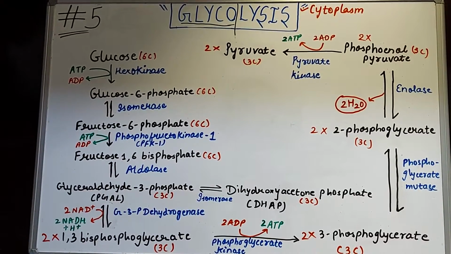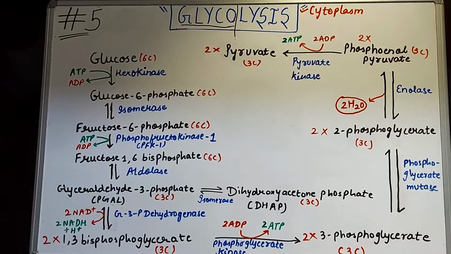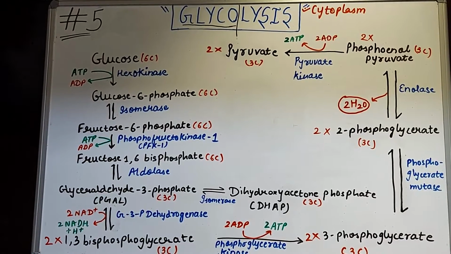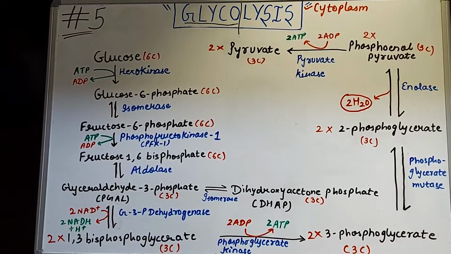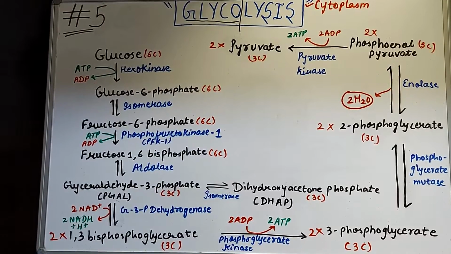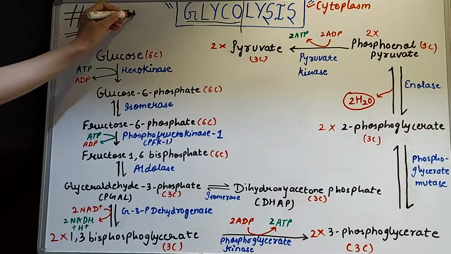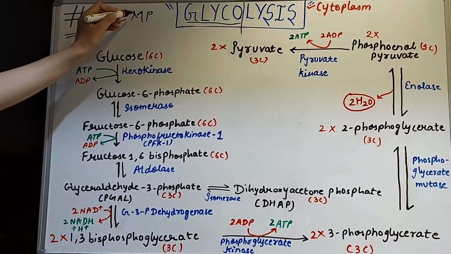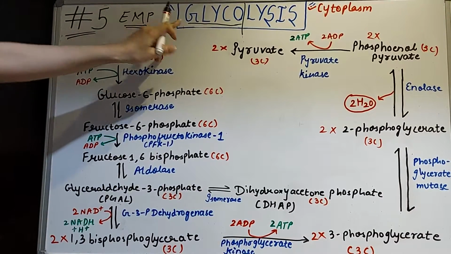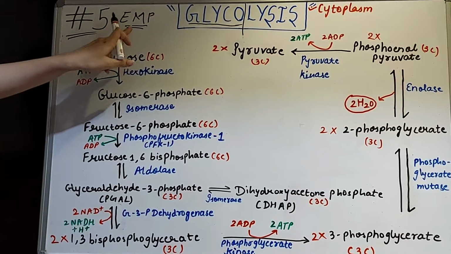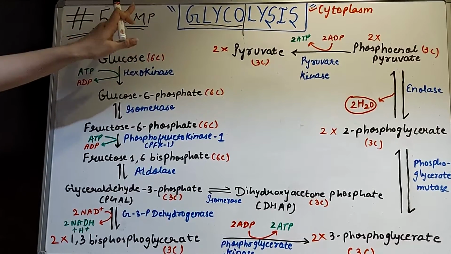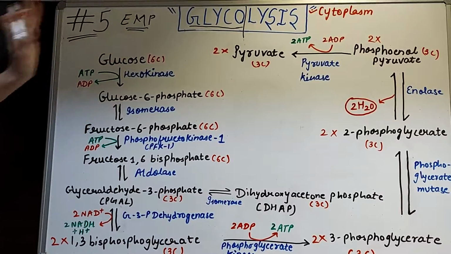This pathway was discovered by three German biochemists whose names were Embden, Meyerhof and Parnas. E for Embden, M for Meyerhof and P for Parnas. So the other name of glycolysis is also EMP pathway. We can also term glycolysis as EMP pathway.